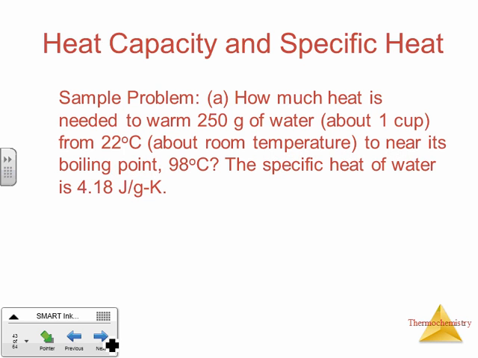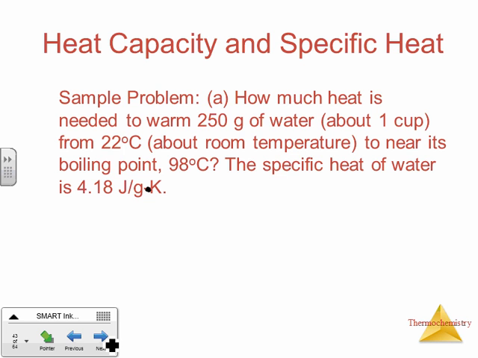Well, we'll talk about it right here. So, sample problem: how much heat is needed to warm 250 grams of water from 22 degrees Celsius to 98 degrees Celsius? The specific heat of water is 4.18 joules per gram times Kelvin.